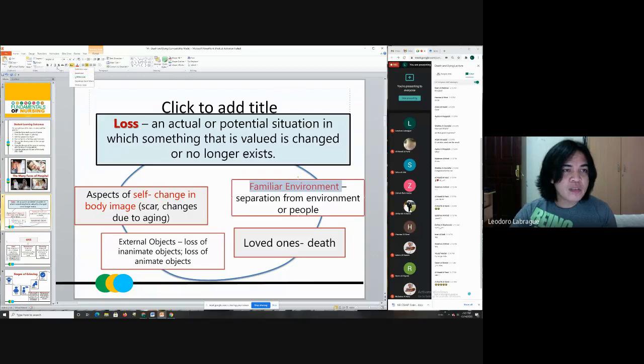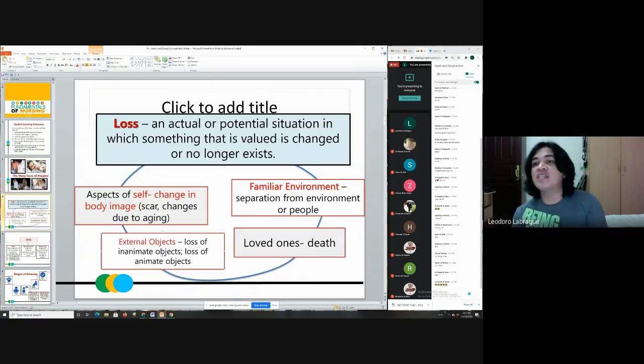Okay. Now, loss can also be related to external objects or inanimate objects. For example, you have precious things. You have your cell phones. You have expensive jewelries. And suddenly you cannot find it. It is also an example of loss. Okay? Or even loss of your pets. Or loss of your favorite clothing. Those are examples of loss.